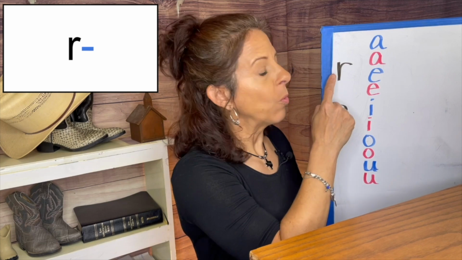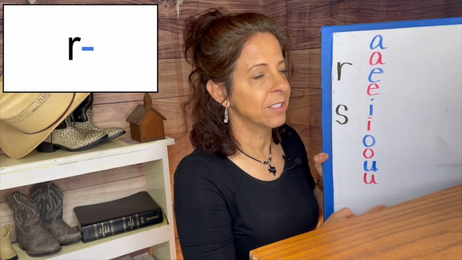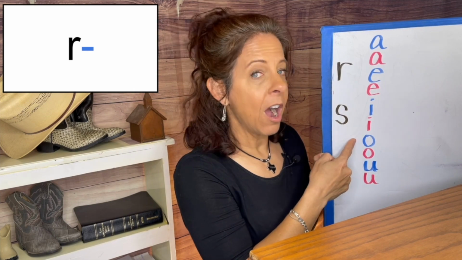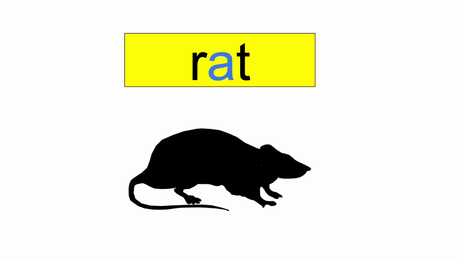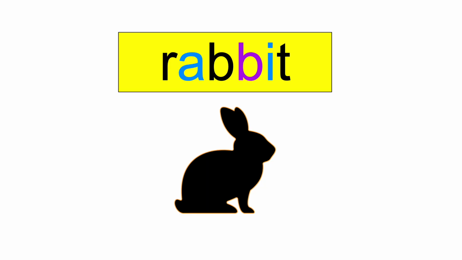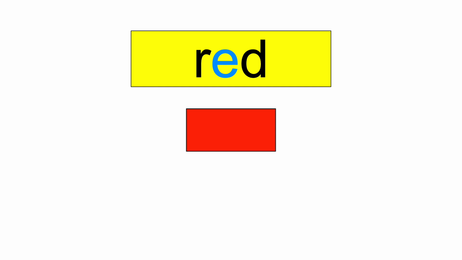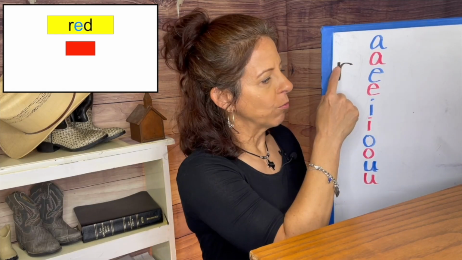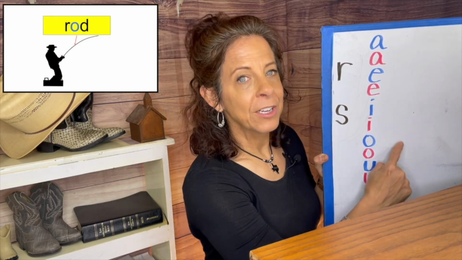Words with R and the sounds, letter sounds, blue letters: A, E, I, O, U. R-at, rat. R-abbit, rabbit. R-ed, red. R-ut, rut. Rod.